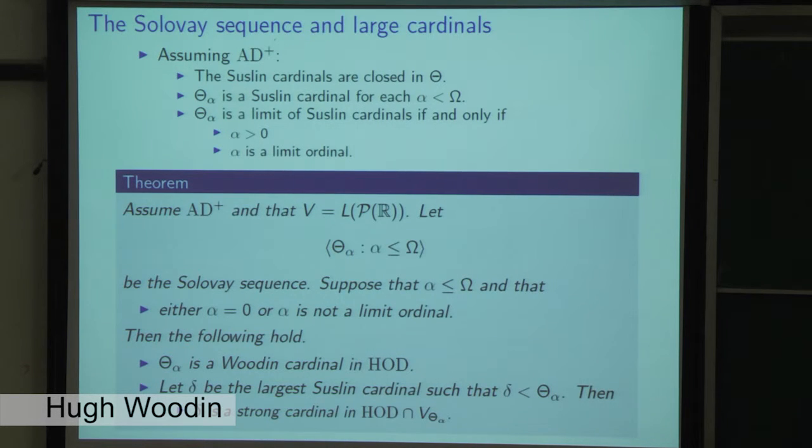A Woodin cardinal always has a least thing strong to it, and that's the largest Suslin cardinal below. So there's a very tight connection between some kind of large cardinal structure in Hod and the determinacy structure of the Suslin cardinals. So this is just part of a general connection.